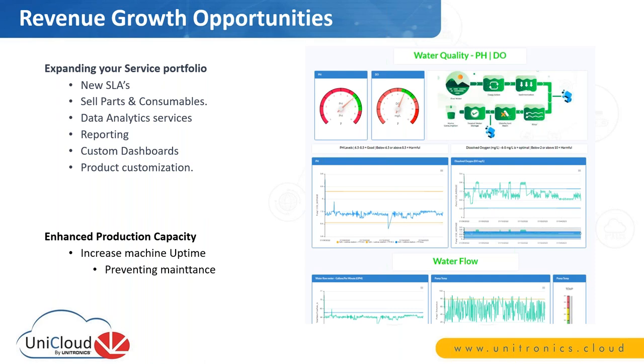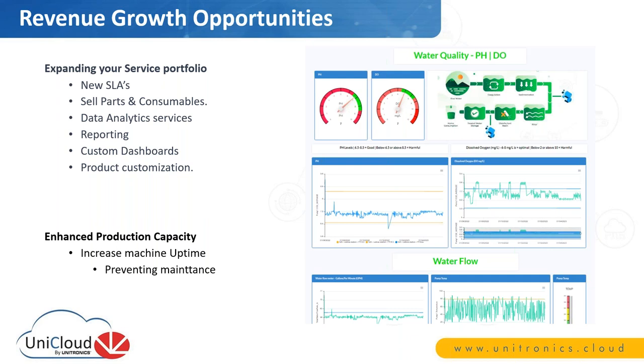Another revenue growth opportunity is enhancing your productivity capacity or increasing your machine uptime by using preventive maintenance. When machines are operating at their full potential, the production capacity of your business increases. This means that you can produce and deliver more goods or services to meet customer demand. UniCloud makes it easy to use preventive maintenance and condition-based maintenance, what is called CBM, by continuously collecting and analyzing data on machine condition and performance.